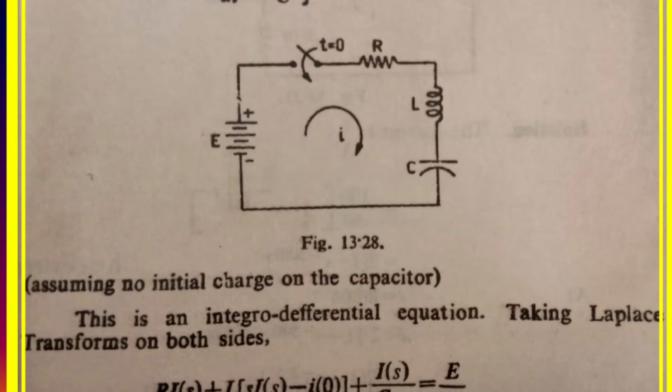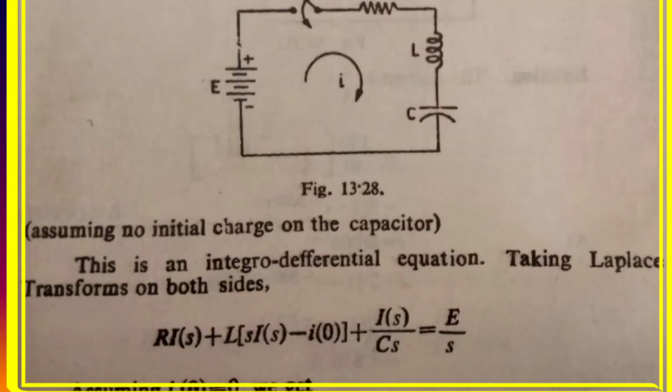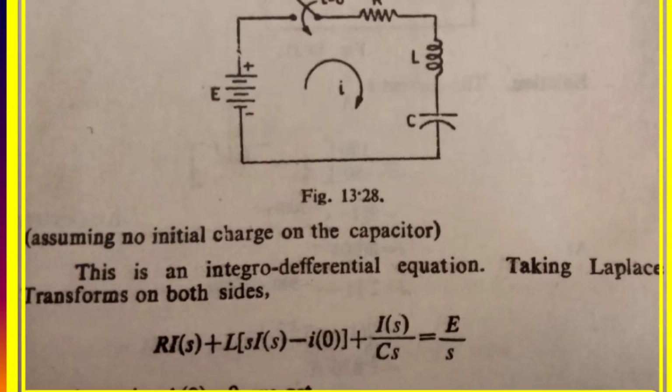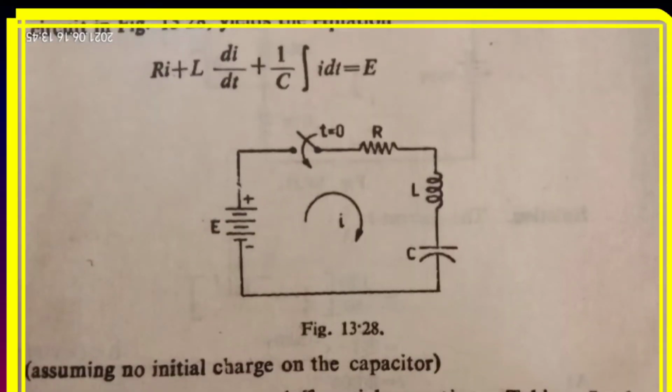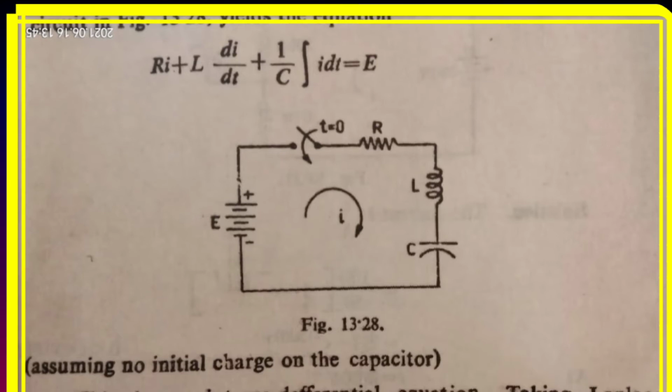We are applying a DC excitation to this RLC series circuit. So we have to write the KVL equation for this. We know that the current flowing through this closed loop is I. So the equation can be written as R into I plus L into di by dt plus 1 by C integration of I dt, which is equal to the applied voltage E.